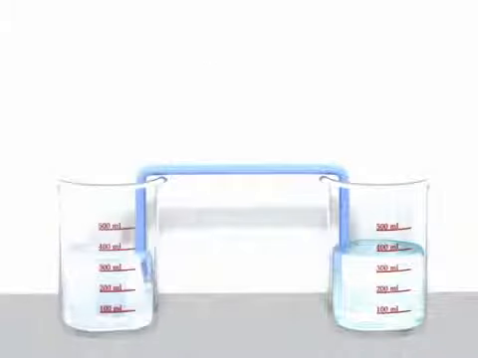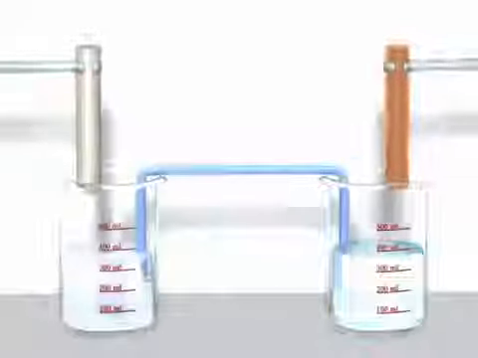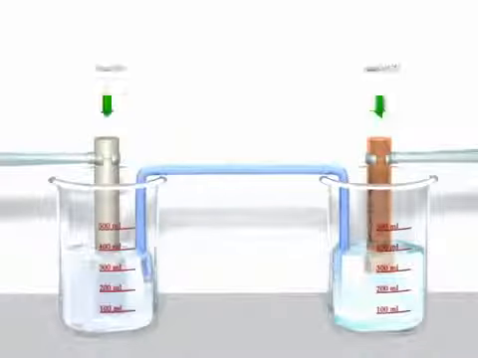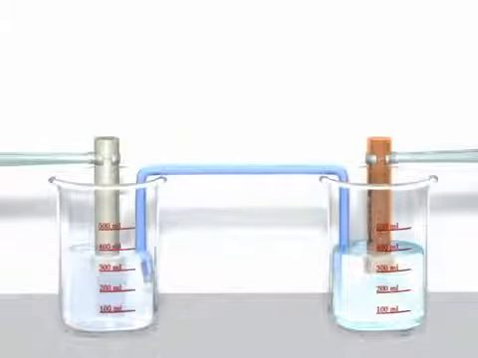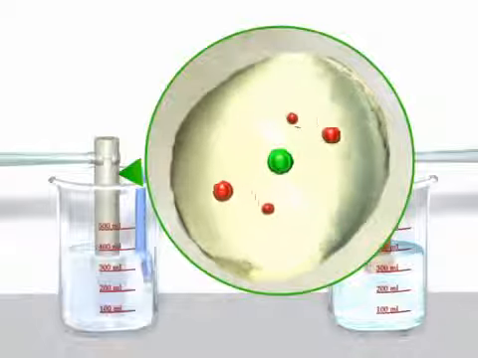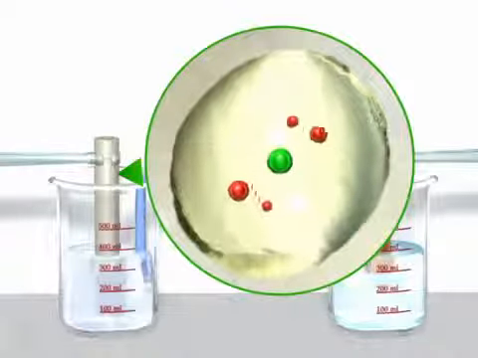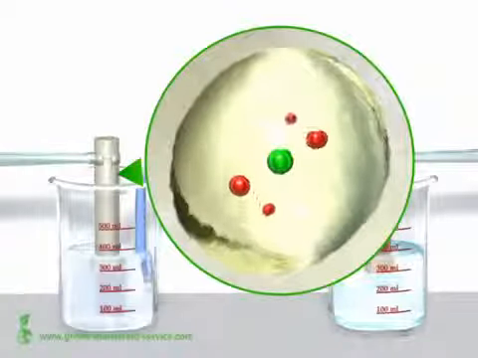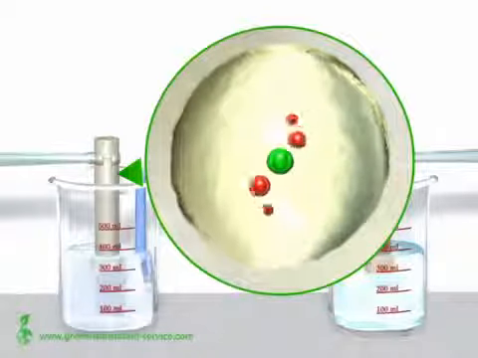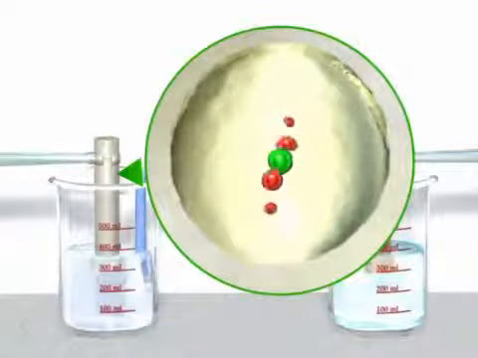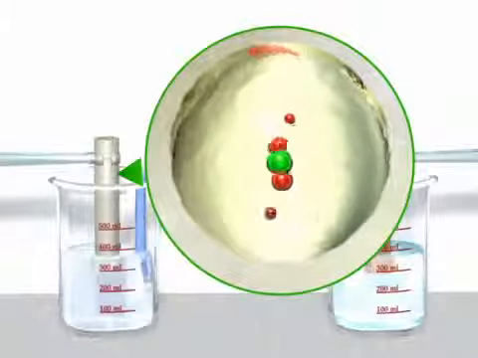A zinc cylinder is put into the zinc sulfate and a cylinder of copper is put into the cupric sulfate. These cylinders are the electrodes of the galvanic cell. The zinc cylinder consists of uncharged zinc atoms. For reasons of simplicity, the atoms are being shown in this animation with only 4 electrons. These electrons orbit around the nucleus, which is made up of protons and neutrons.